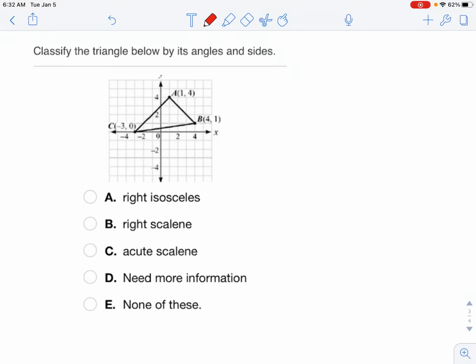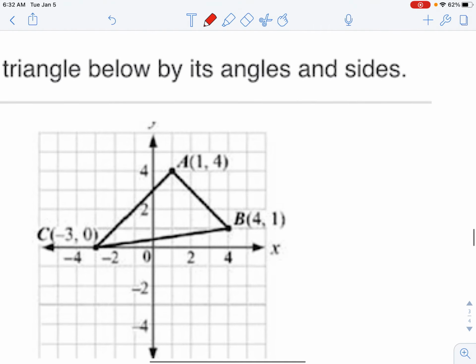All right, so now we got to classify this triangle below by angles and sides. So let's just do sides first. That takes a long time. So I'm going to do one via the distance formula just for review, and then we'll do the other ones by Pythagorean theorem shortcut.